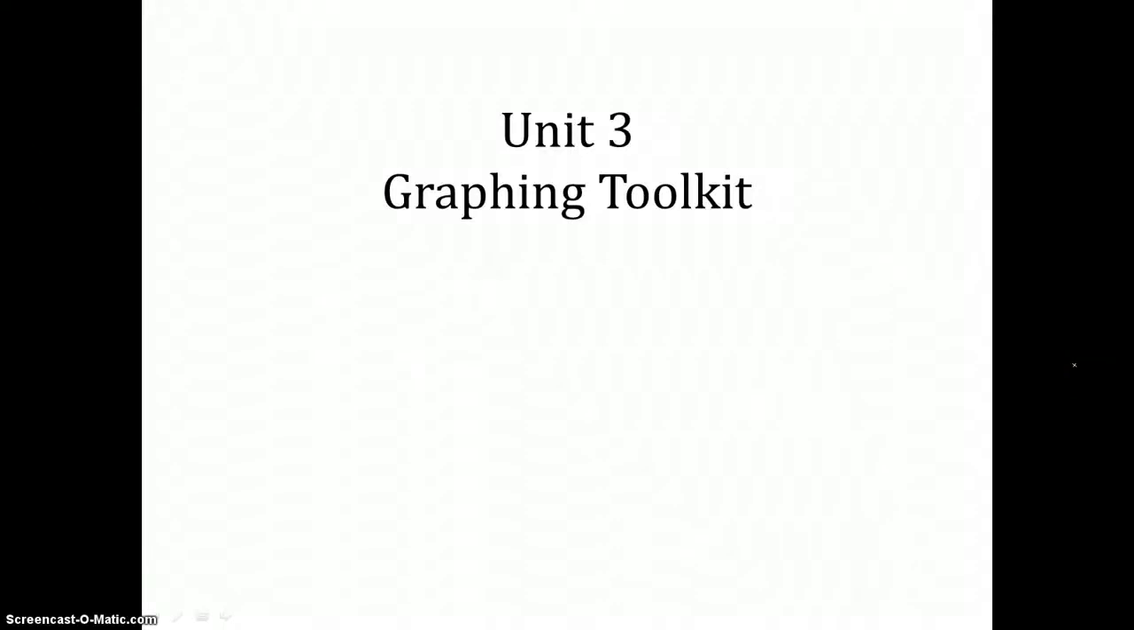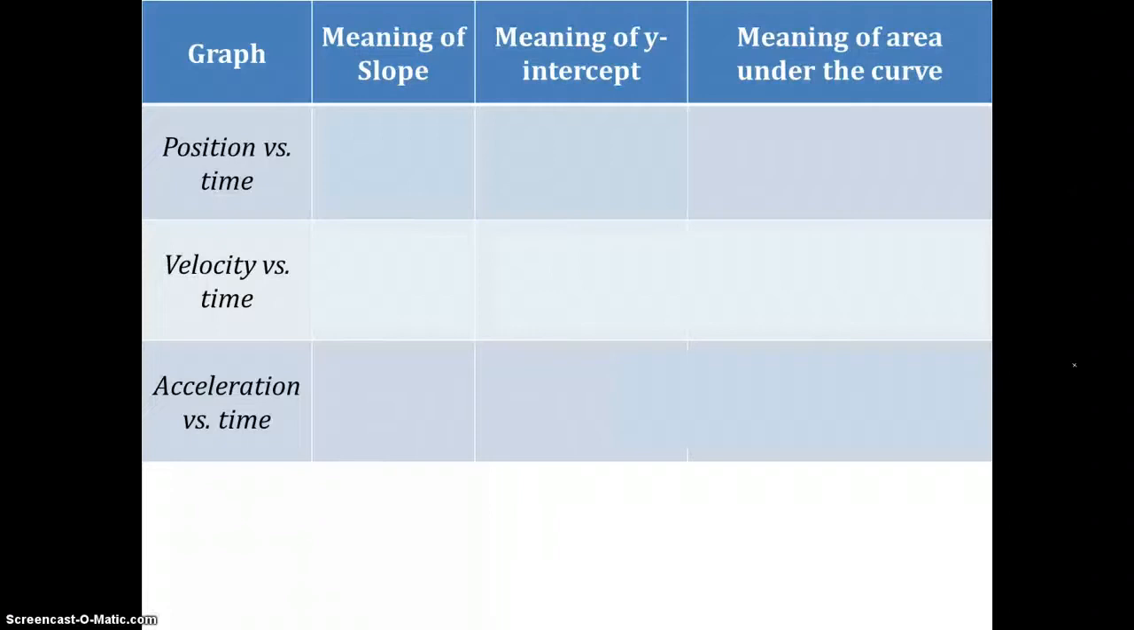So this is a screencast that's going to go through the Unit 3 Graphing Toolkit. First off, we have three different types of graphs: position versus time graphs, velocity versus time graphs, and acceleration. There are three parts of the graph that we look at, and some of those have a meaning, some of them don't. We look at the meaning of the slope, meaning of the y-intercept, and meaning of the area under the curve.